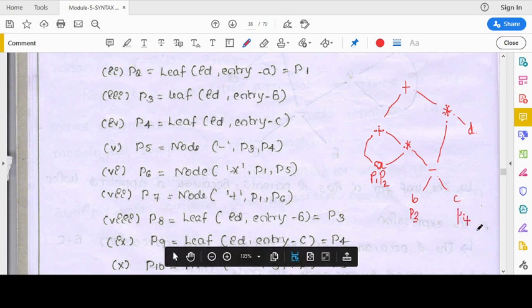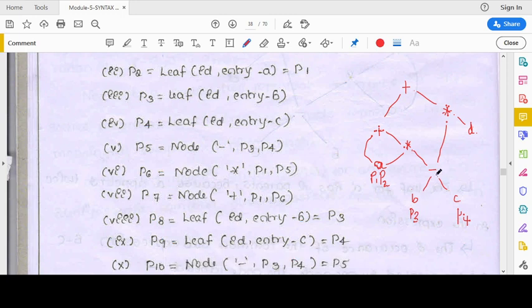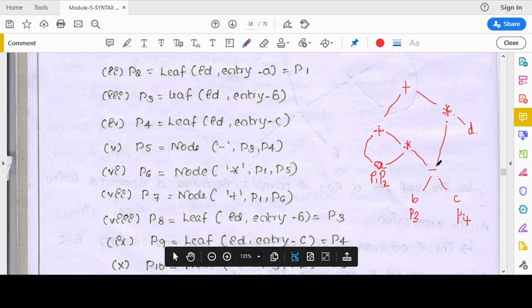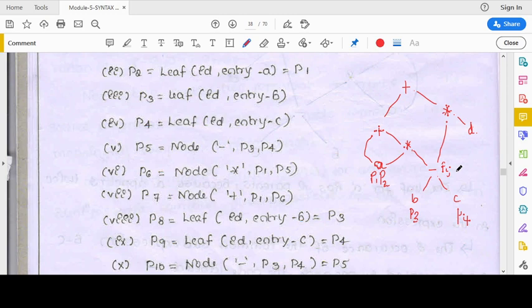First filling out with the values. So minus will be the new node. So the left child of minus will be P3 and the right child of minus will be P4. So this will be, of course, P5. So here I have a star here, right? So the star here is P1 and P5. Left child of star is P1 and P5. So this is going to be P6. Plus left child is P1 and right child is P6. So this will be P7.